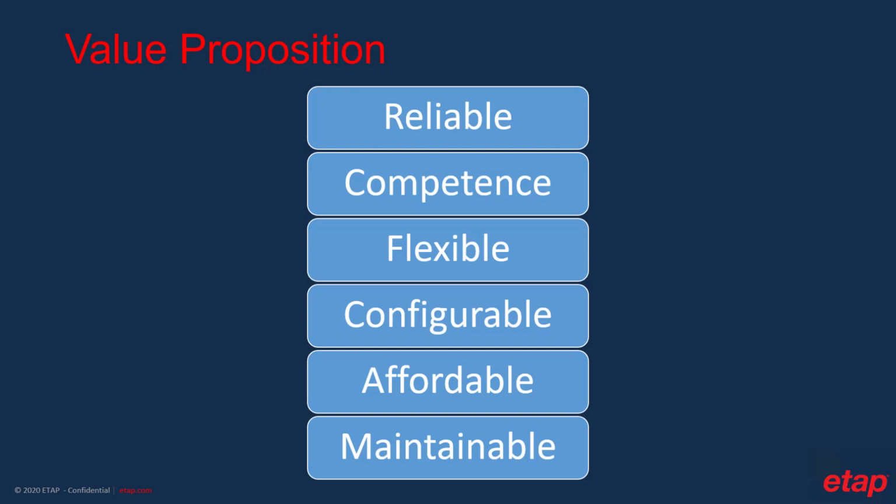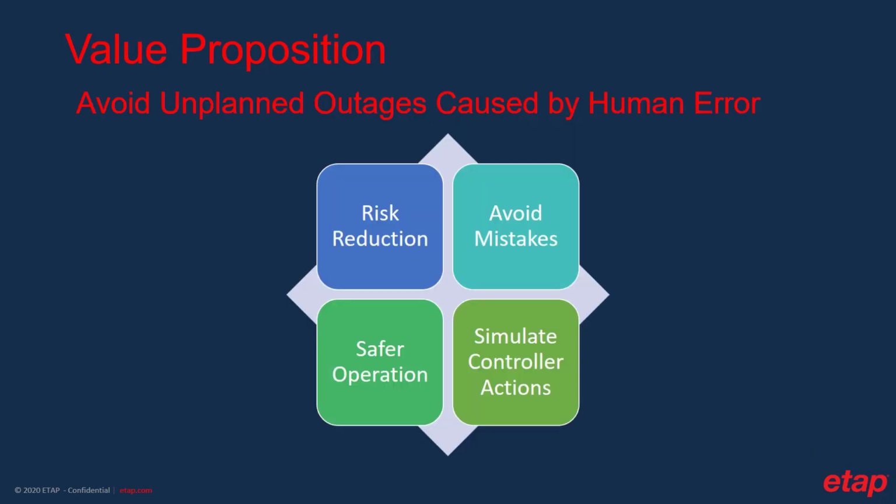Affordable. No hardware dependency means using ETAP software in the loop will provide fast and affordable deployment of the OTS solution. Maintainable. You can utilize the eOTS over the plant lifecycle, from the design to operation phases to improve productivity and efficiency. The ETAP OTS solution allows companies to avoid unplanned outages caused by human error. This reduces risks associated with operator missteps with a real-time operation simulator using an ETAP digital twin model.